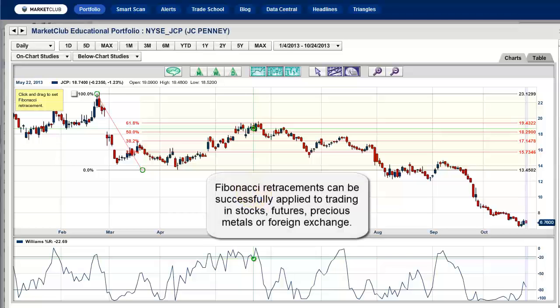So that's how you use Fibonacci and how you can benefit in your own trading. You can use this on stocks, futures, precious metals, or foreign exchange. It works. It's not all the time, but it works enough of the time to certainly warrant using this tool in your own trading. Every success in the future.